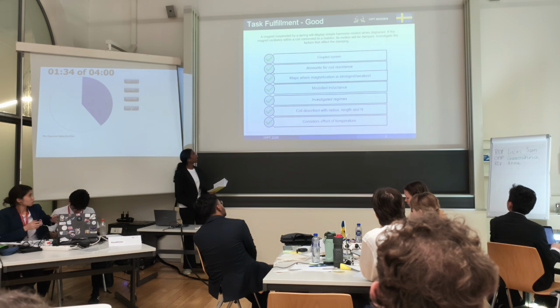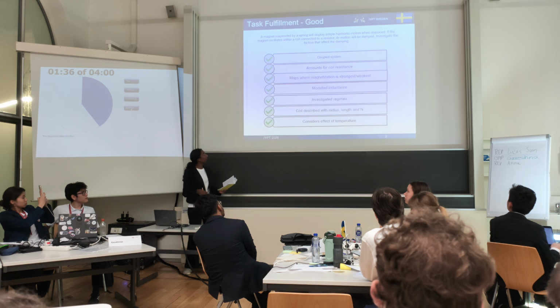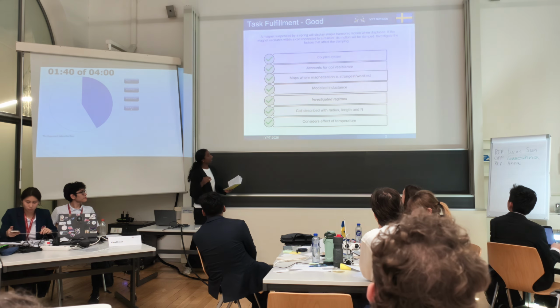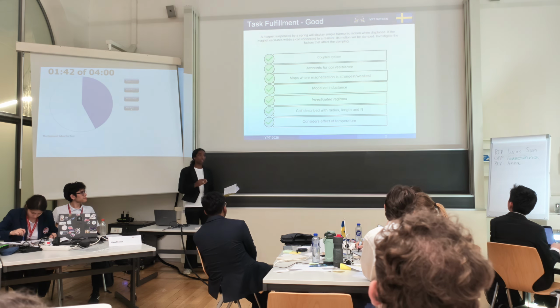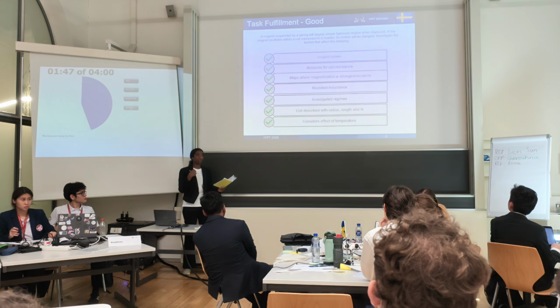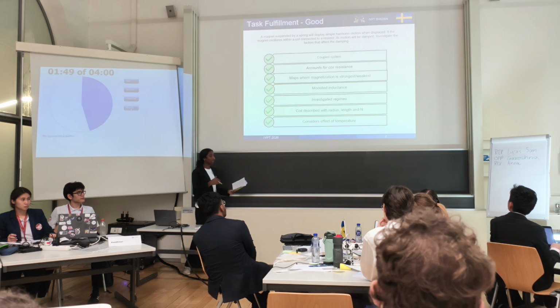is very appropriate for this problem statement. They also account for the resistance of the coil, and they also map where the magnetization of the magnet is strongest and weakest. For example, the magnetization is strongest for the edge effects of the coil and weakest for the middle, which we thought was very nicely qualitatively explained.